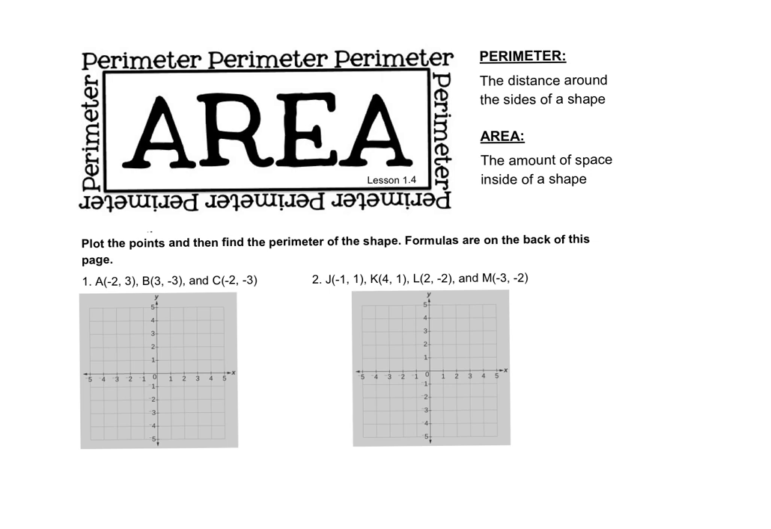Okay, we're going to be doing lesson 1.4, which is area and perimeter. So the perimeter of a figure is the distance all the way around the shape, versus the area, which is the amount of space inside of the shape, all of this space right here.